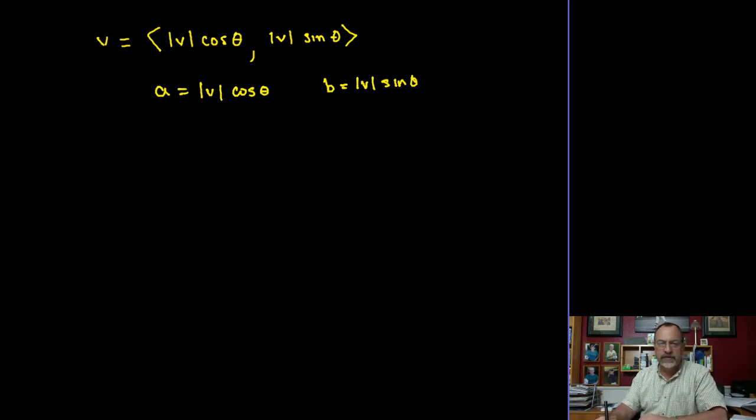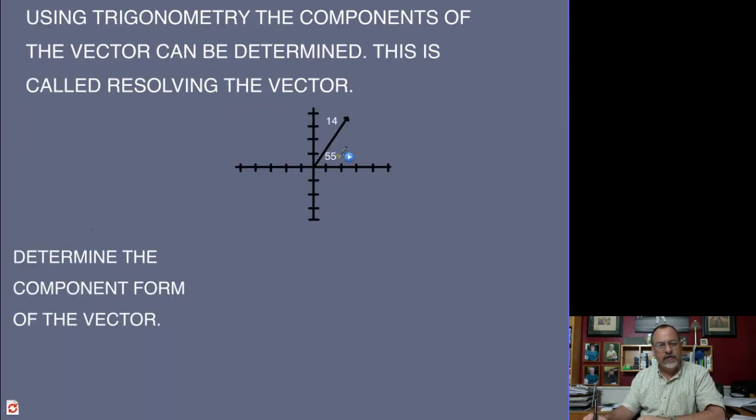So let's do a couple of examples. For our first example, we have a vector represented here by a 55-degree angle and a magnitude of 14. The question is, what are the components? That's resolving the vector. So what are the a and the b of this point right here?